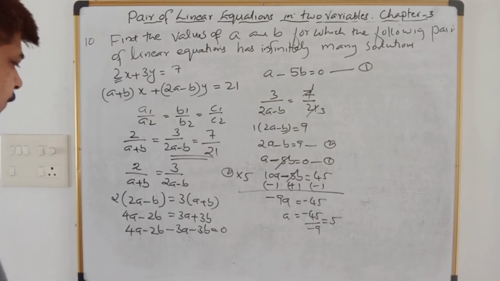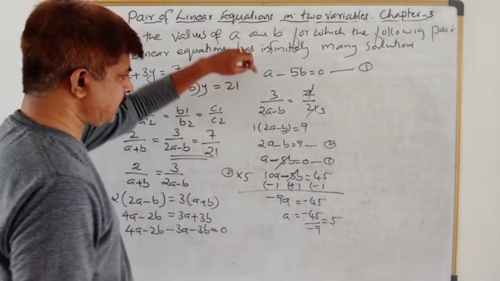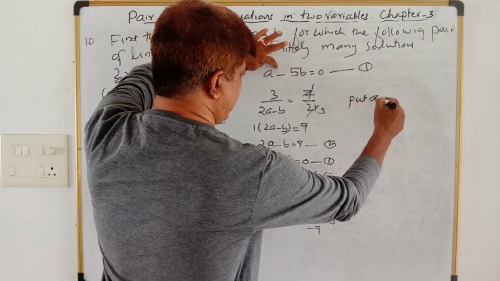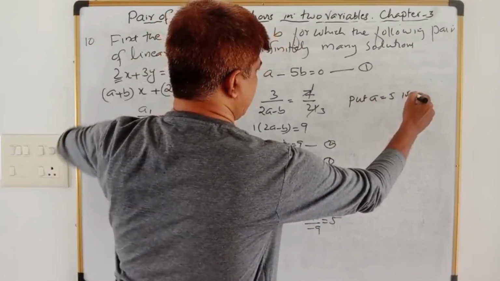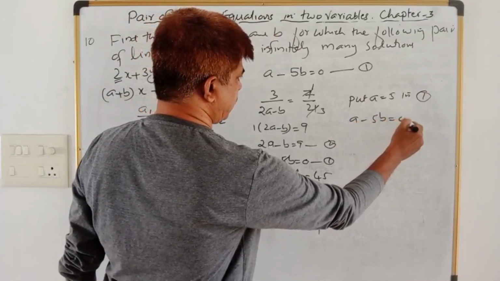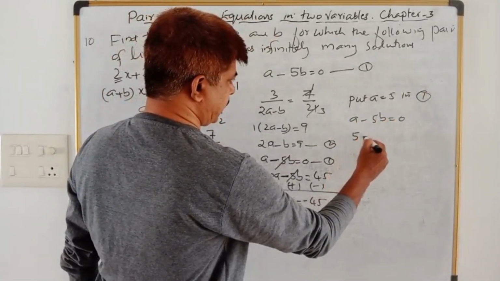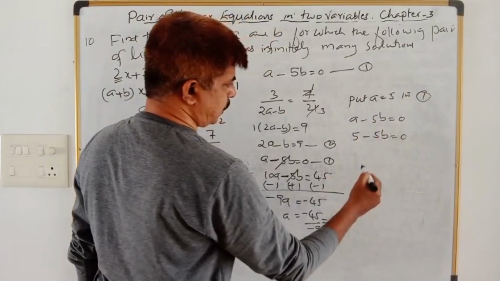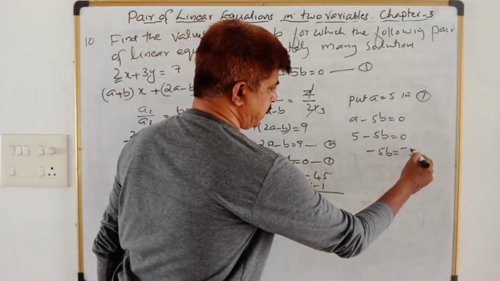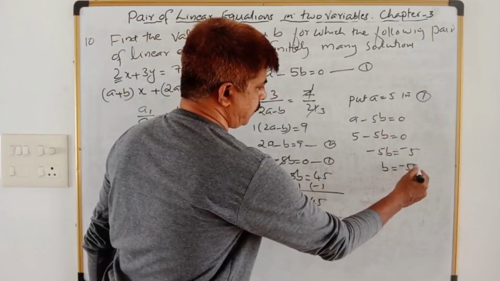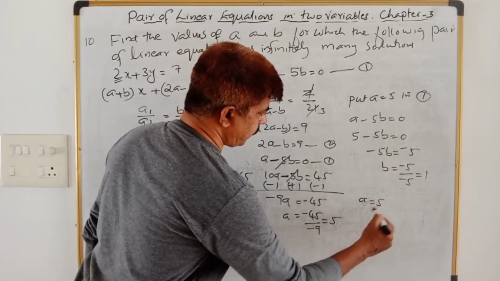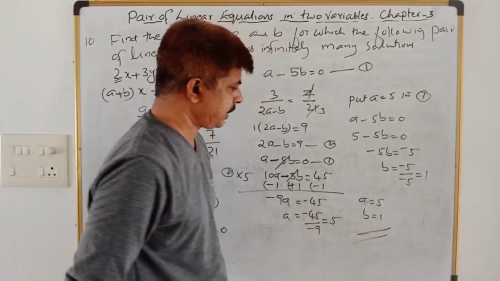We got a value 5. Let us see what the b value is. Put a equal to 5 in equation 1: a minus 5b equal to 0. 5 minus 5b equal to 0. The constant 5 goes to the right side and becomes minus, so b is minus 5 by minus 5, which is 1. So we got a equal to 5 and b equal to 1.